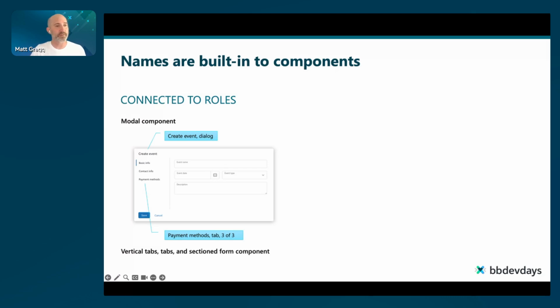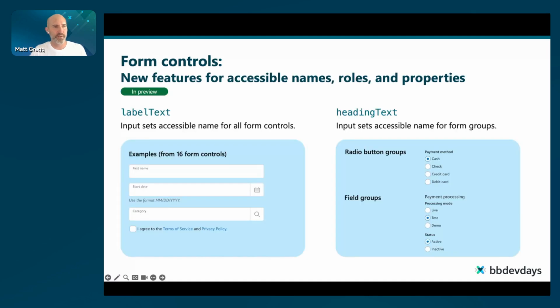The modal component is going to use the heading at the top to create the name for the dialogue role element. And then vertical tabs and section form components all have tabs in them. Again, those will have their names set just by setting them in the component itself. And calling out just a new feature here a little bit.